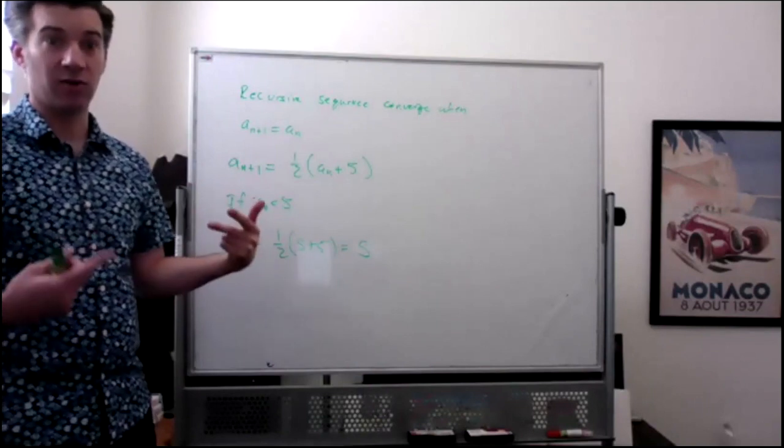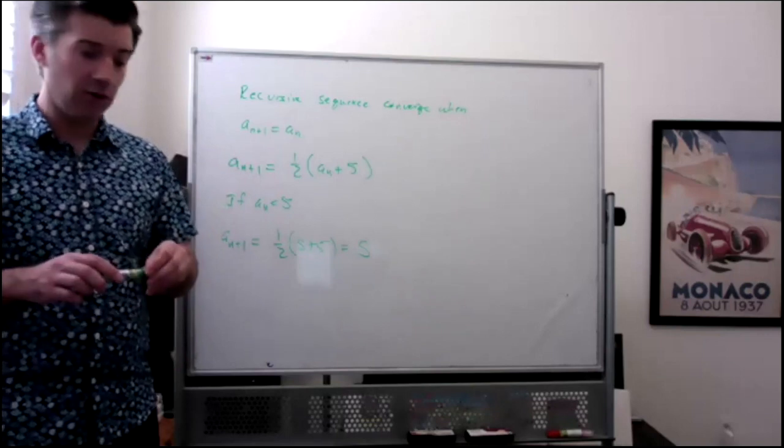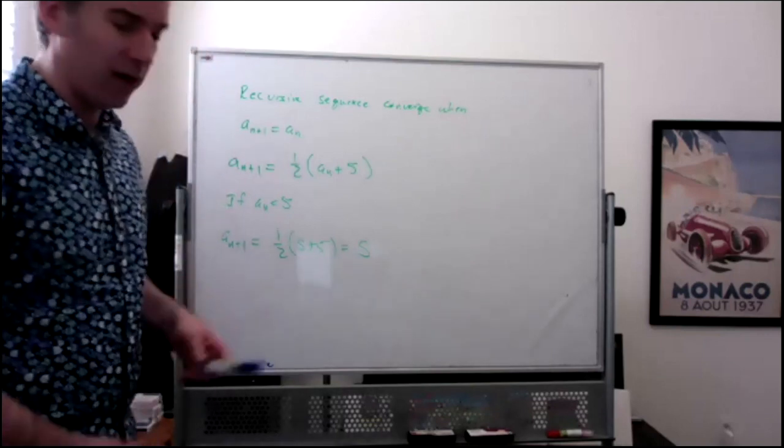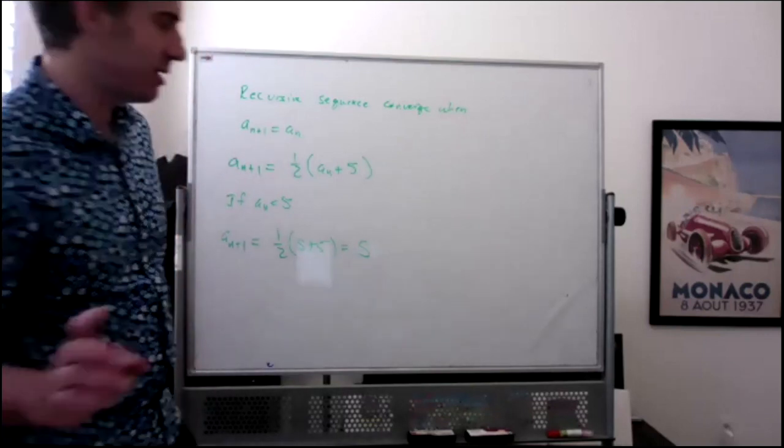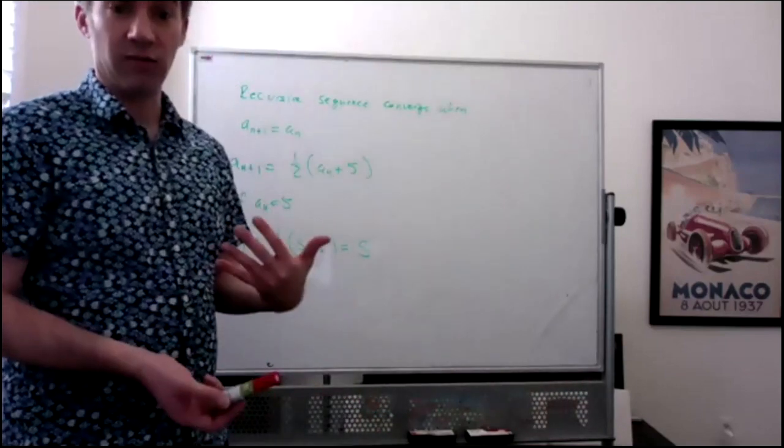Because we're getting closer and closer to this number where if you plug it in, you get it back. So that's actually how we discover what the limit is. Or I shouldn't say limit, because you can find more than one candidate for a limit, and they're not always all going to be limits.